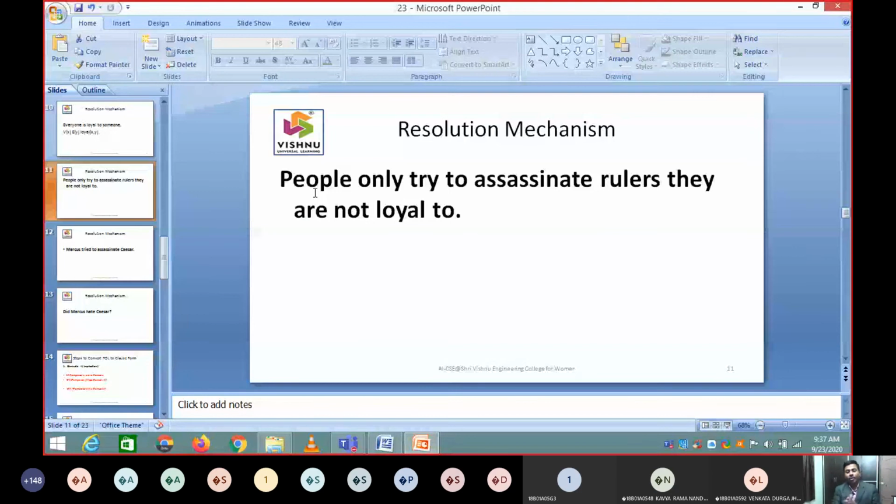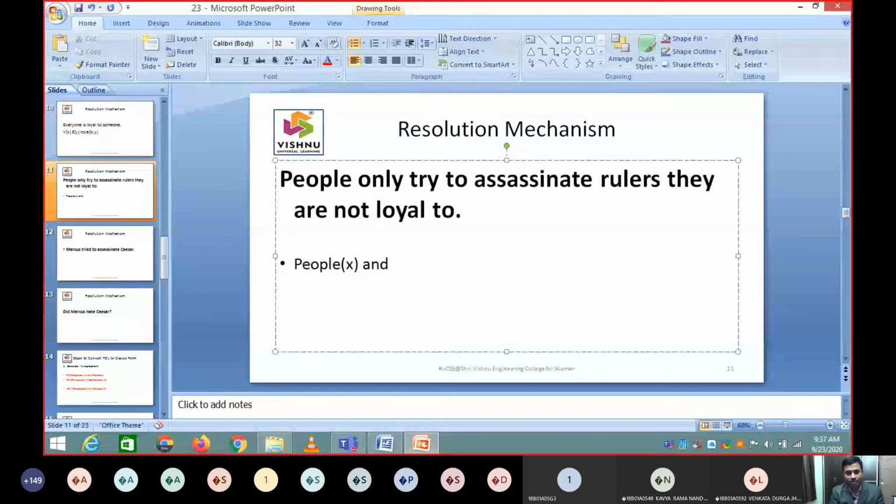So people only try to assassinate rulers they are not loyal to. So people of x, I will write because a ruler of x and assassinate. People try to assassinate rulers. Rulers means I need to take a different variable here. People try to assassinate the rulers they are not loyal to.